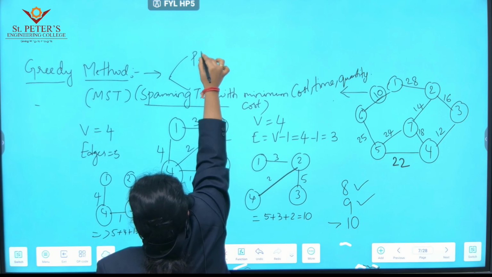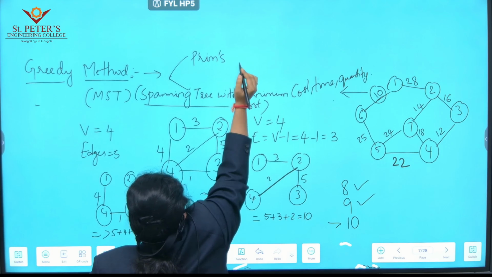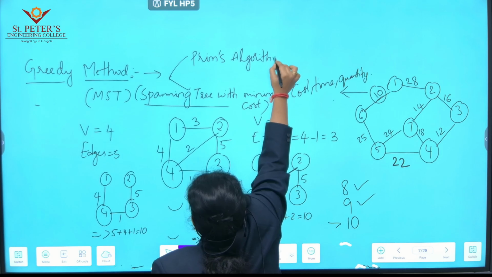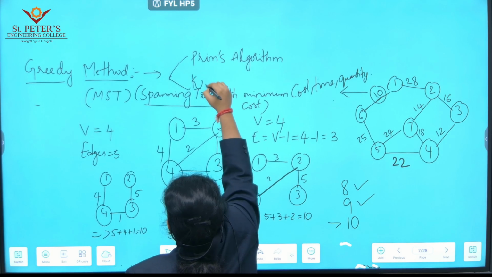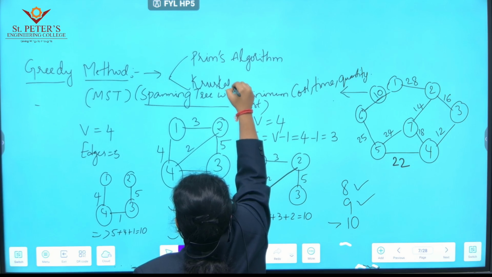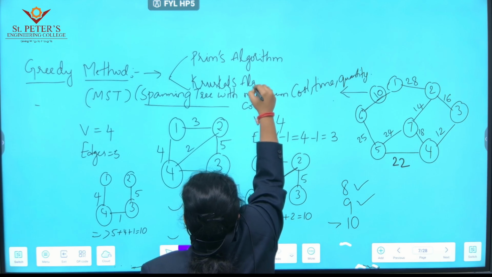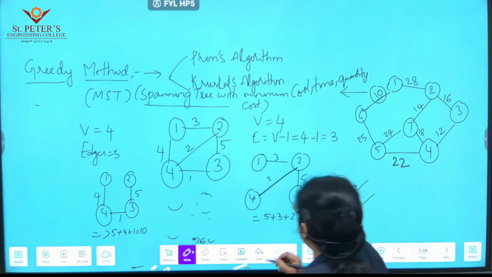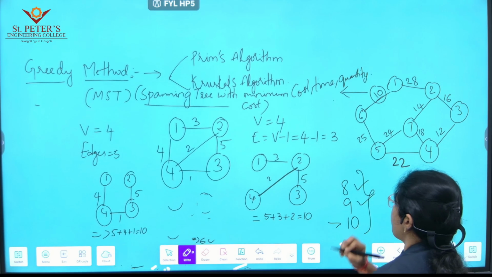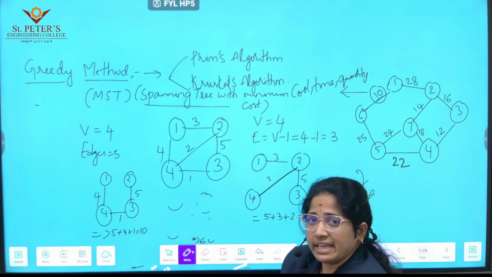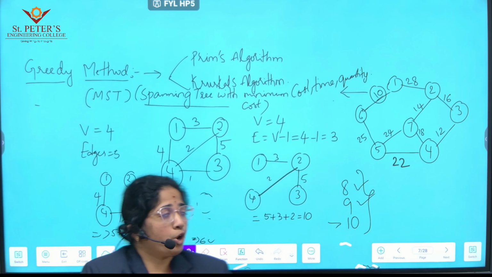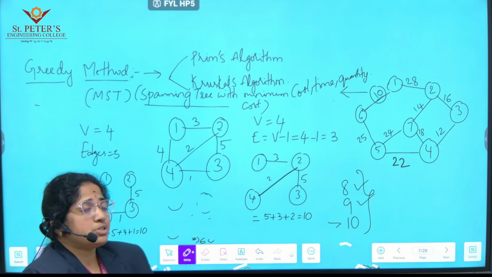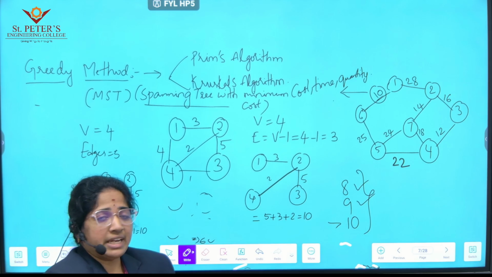The first one is Prim's algorithm, and the second one is Kruskal's algorithm. Now, for finding the minimum cost spanning tree, when the number of vertices is large, we are unable to draw it easily. In that condition, we are going to use these 2 algorithms. With these algorithms, we can find the solution very easily.